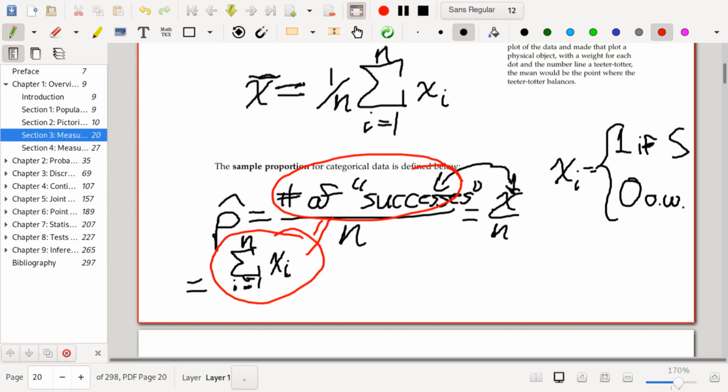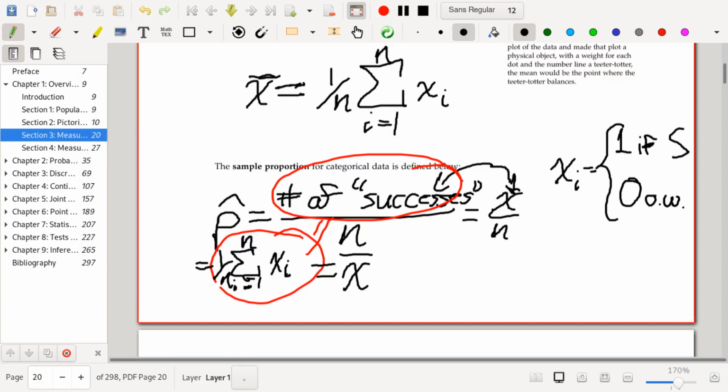And then we take this sum and divide it by n, which is also, for what it's worth, the same as taking the sum and multiplying it by 1 over n. So notice what I just wrote down. I just wrote down the sample mean again, which means that the sample proportion is the same as the sample mean of a sample that consists of 1s for successes and 0s otherwise.